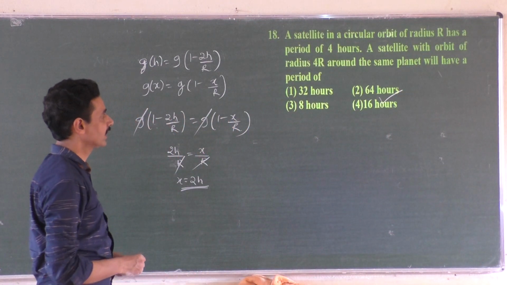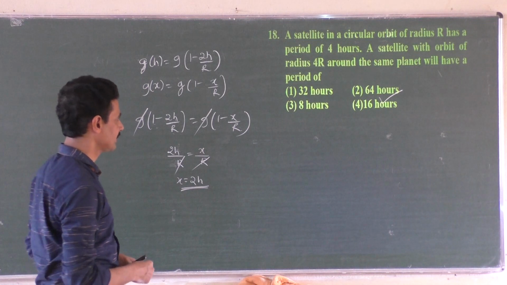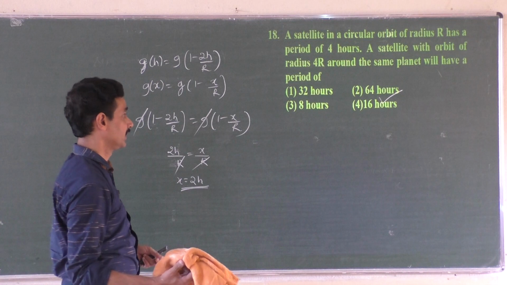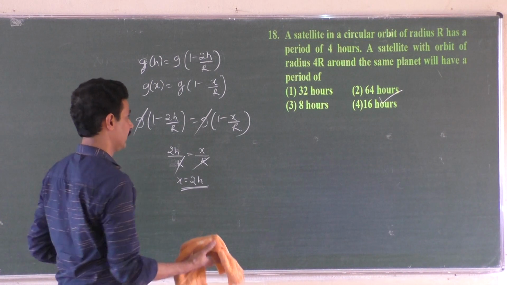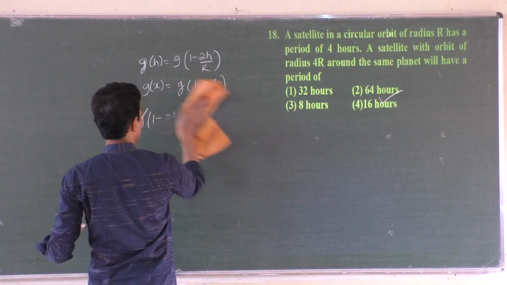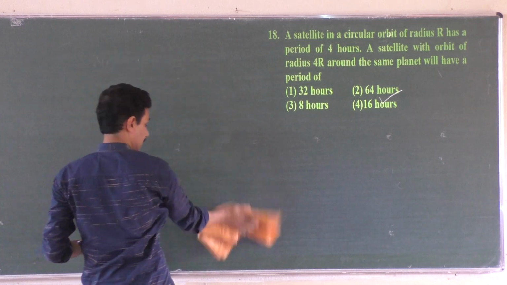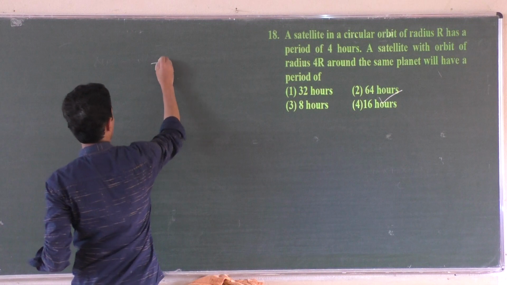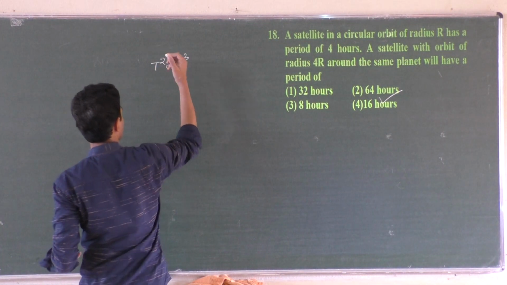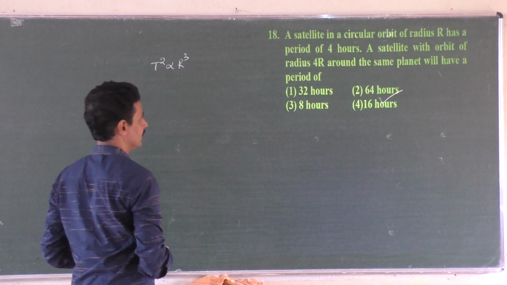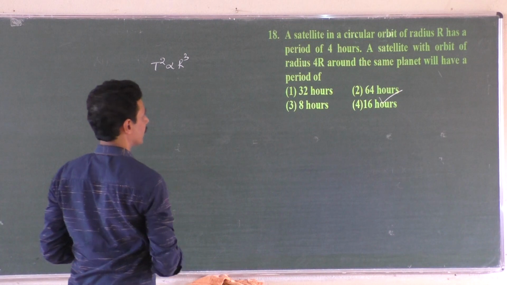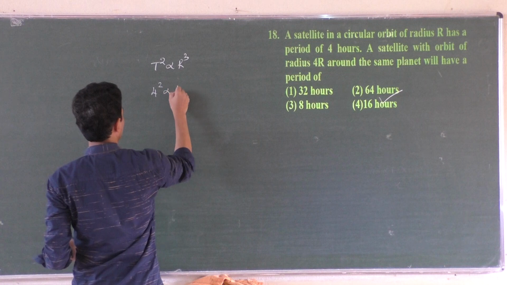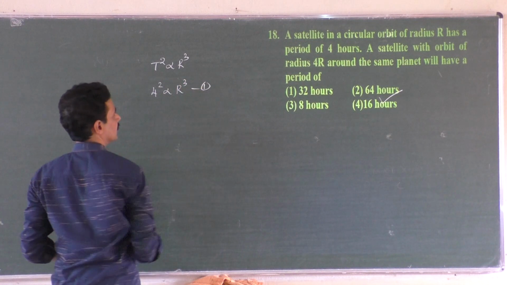A satellite in a circular orbit of radius r has a period of 4 hours. A satellite with the orbit of radius 4r around the same planet will have a period of? The square of the period of revolution is proportional to the cube of the mean distance. A satellite in a circular orbit of radius r has a period of 4 hours: 4 square, r cube, one equation.